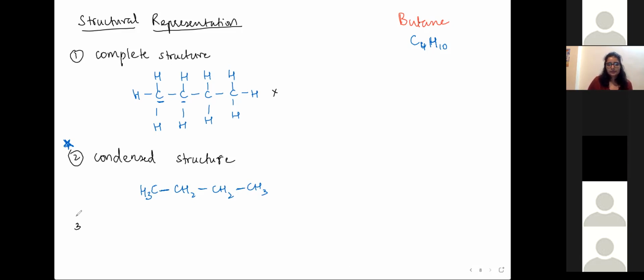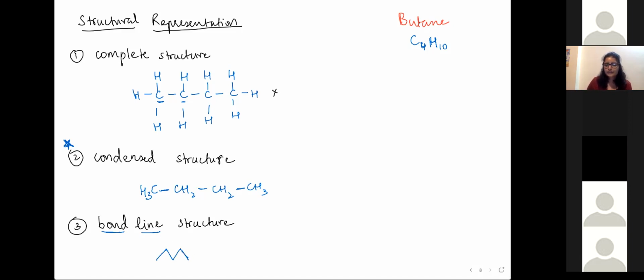And the third one is called bond line structure. Bond line, it is a shorter version of the condensed structure. So in bond line, you are literally showing only the bonds in the form of lines. You're not representing any atoms. So if it's a 4 carbon atom structure, you draw lines. So 1, 2, 3, 4.